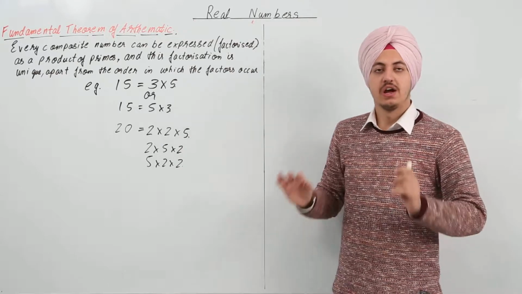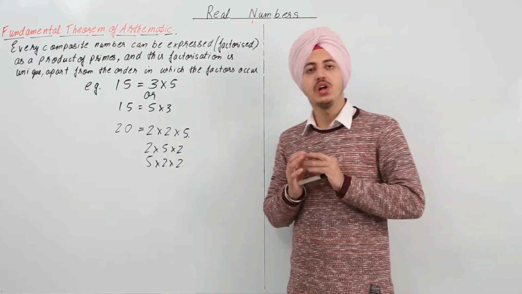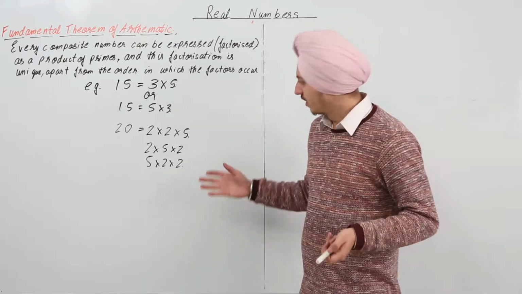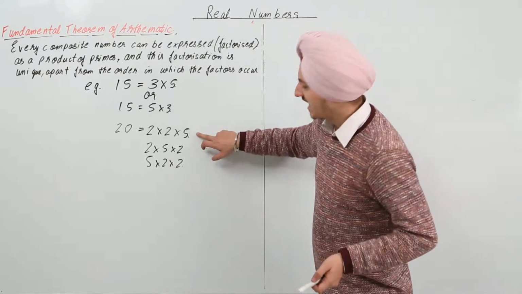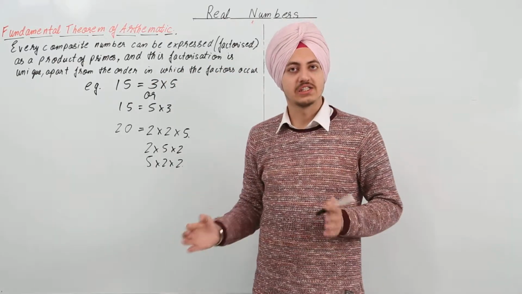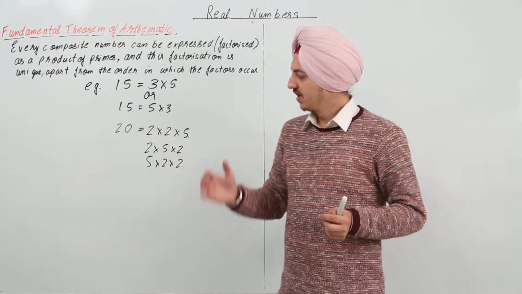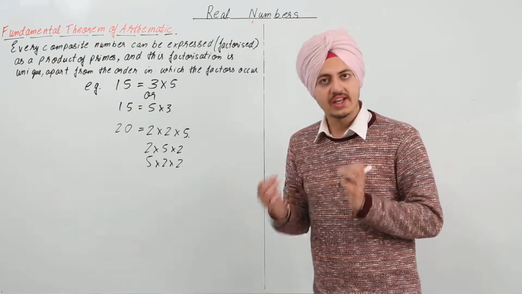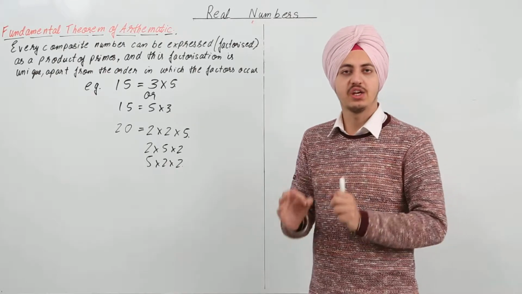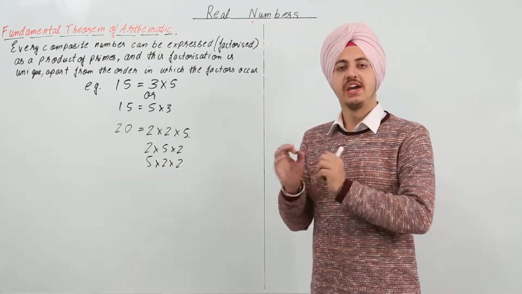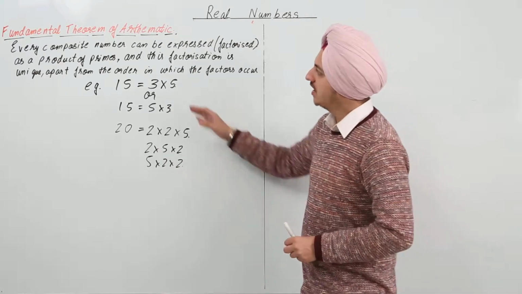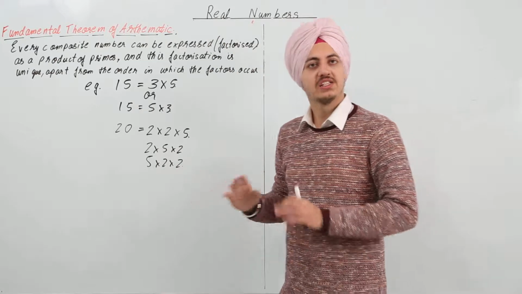If we say that the factors should occur in ascending order, then this case stands. So the factors are unique in that case. There is no order that can differ. So the order can differ, but the factors are always unique. Any composite number can be expressed in its primes, and these factors are always unique. This is what the fundamental theorem of arithmetic says.